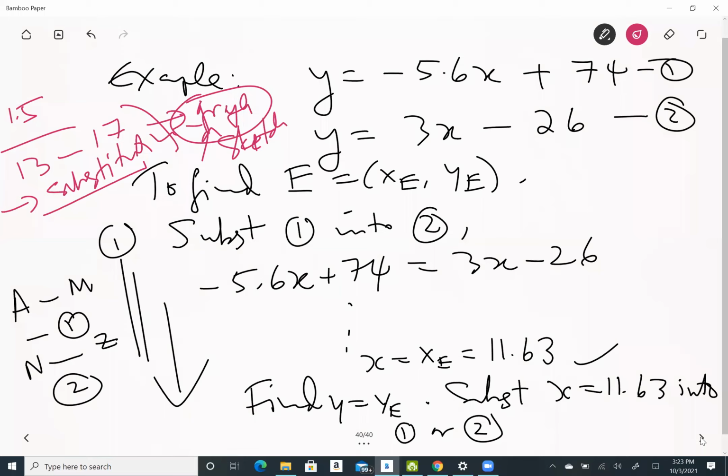Okay, if you do that substitution, now if you substitute into number 1, what do you get for y? Or if you substitute in number 2, what do you get for y? Anybody? Quickly, who got it right? 8.89. How much? 8.89. Is this equation 2 or equation 1? 2. Okay. Anybody else get a different value? Minus 8.87. Oh, that is a big difference.